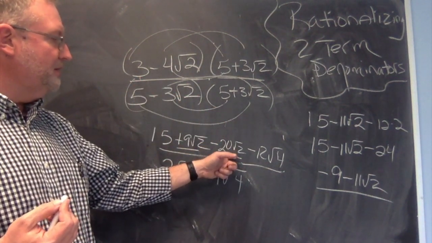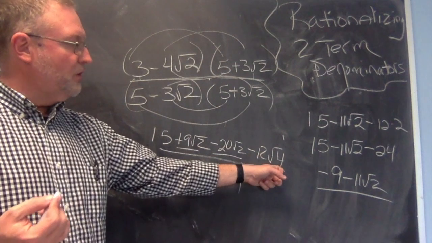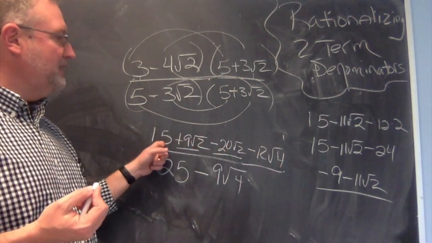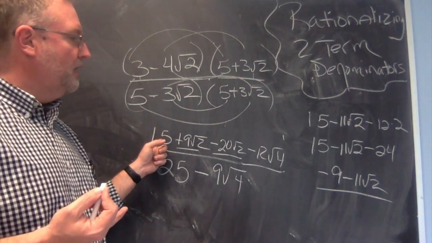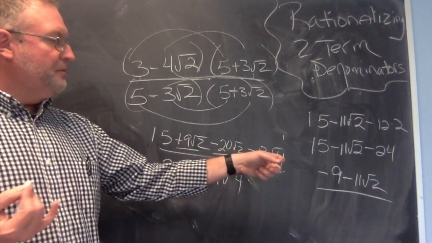I put these together because they're like terms. And then I was able to solve the square root of 4, which made these both just regular constants, numbers. All right, and then I was able to put it all together.